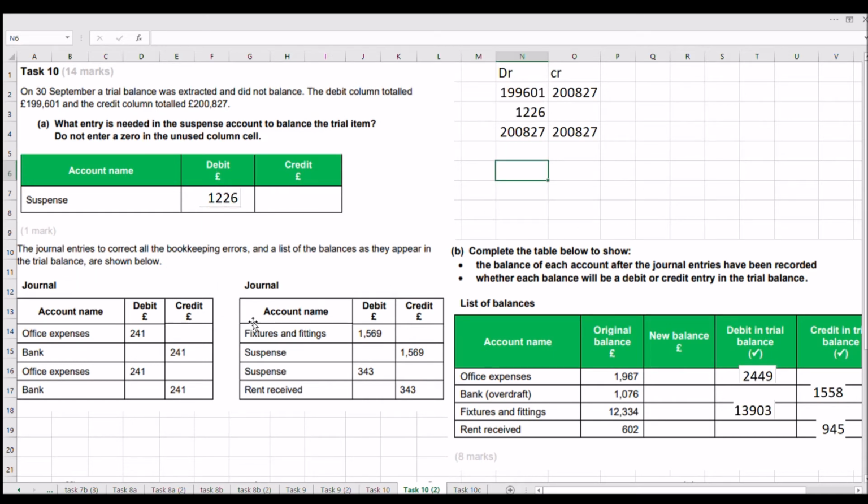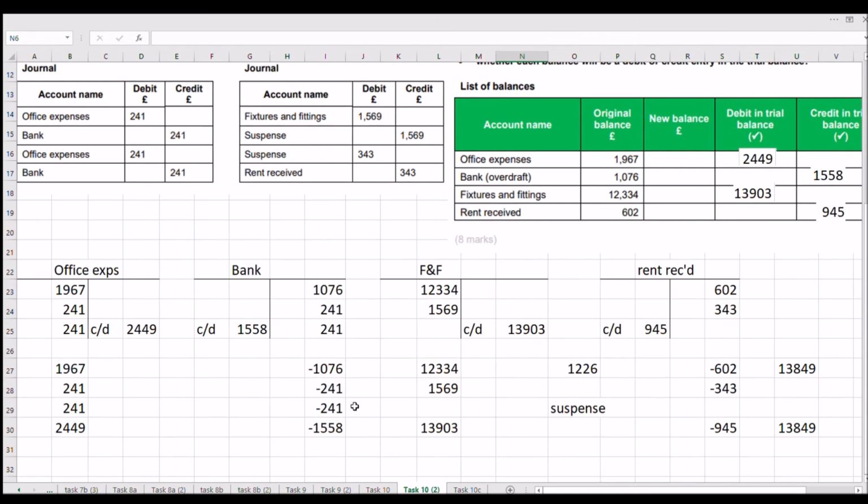Now we've got this one here, and what we've got here is our two journals and our original balances. The way to do this one is to set out T accounts. So I've got my T accounts for my office expenses here, which start with my original balance. That's going to be an expense. It's less money going out to shareholders, so a reduction of money out item. So a debit balance. So we've got debit there, and then we post in our debit 241, and another debit 241.